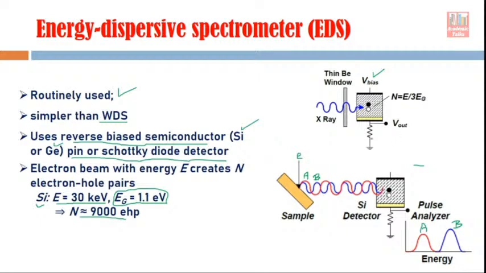So in order to identify those facts, we have to see what is the energy of these pulses, and only then can we identify whether these two pulses are from the same element or these two energy pulses are from two different elements.